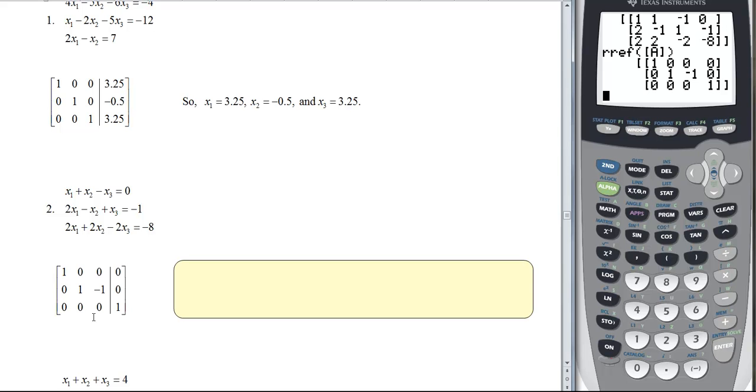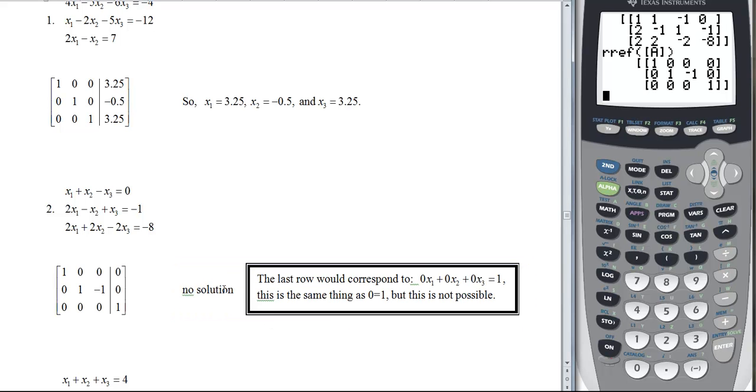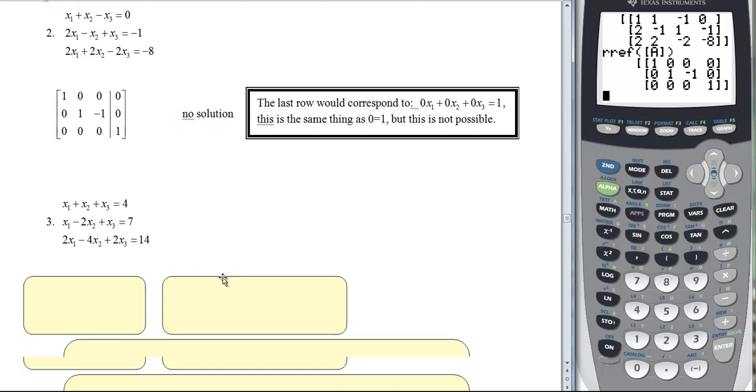Now, the last equation, I would have it written as 0 equals 1, and that's not a true statement. That means one of these two planes is parallel, and that means they'll never hit. So this indicates no solution, because the last row corresponds to 0 equals 1, and that's not possible. And that's all I have to do to that one.